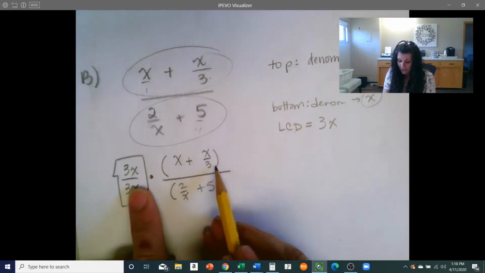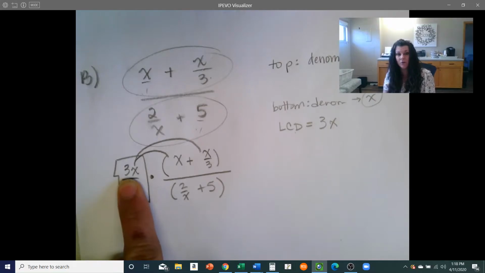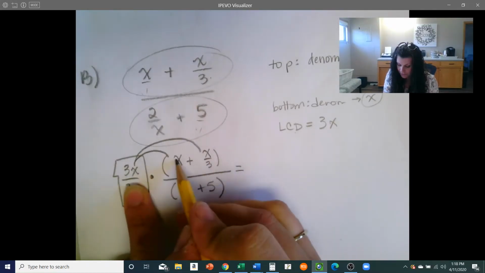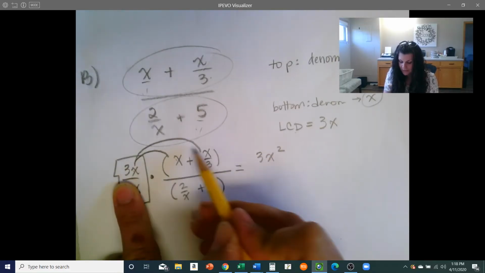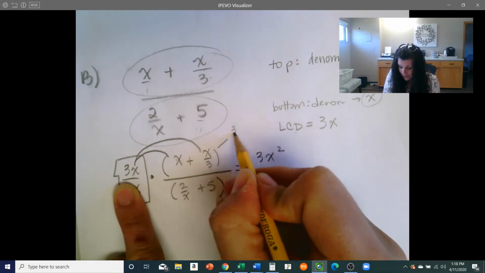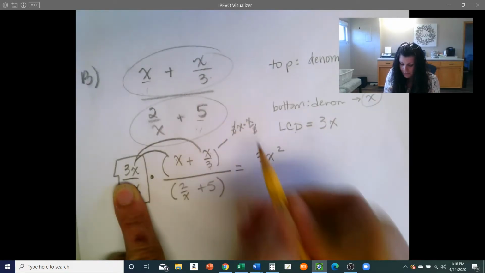So I'm going to distribute my 3x over this top expression. So 3x times x is 3x squared. And 3x times x divided by 3, if you look at that here, that's 3x times x divided by 3. Those 3's cancel.